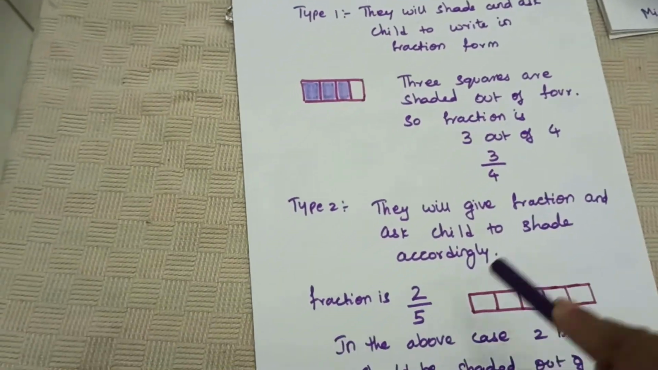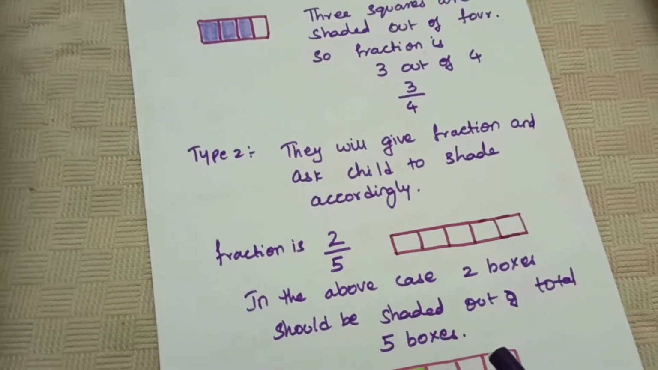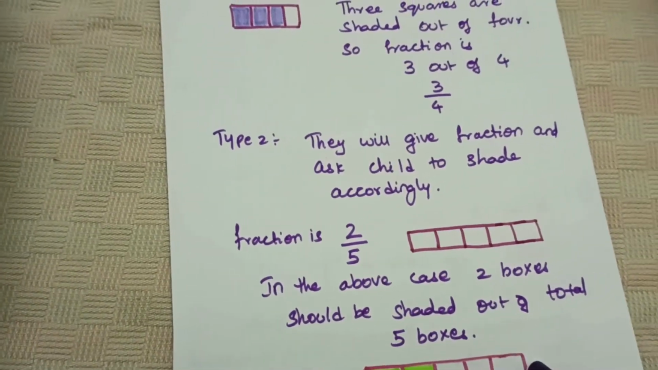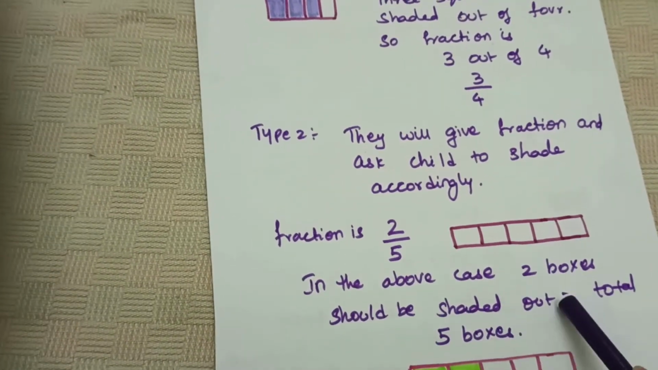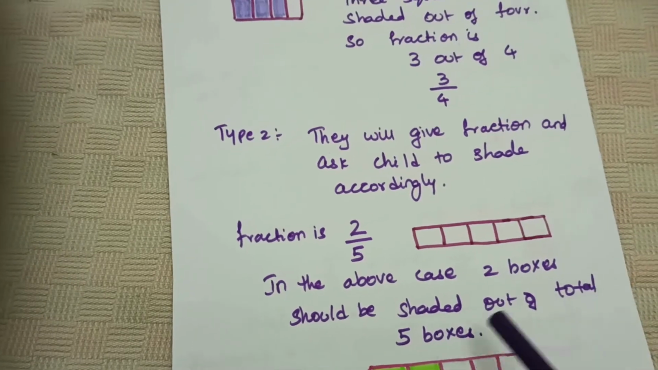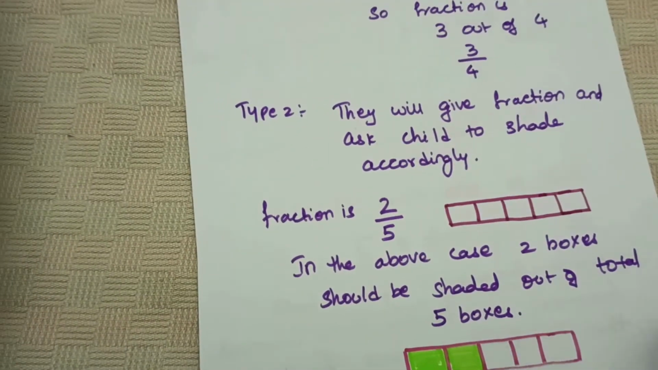In type 2, they will give a fraction and ask the child to shade. So here the fraction is 2 by 5. So in the above case, 2 boxes should be shaded out of a total of 5 boxes. This will be the answer.